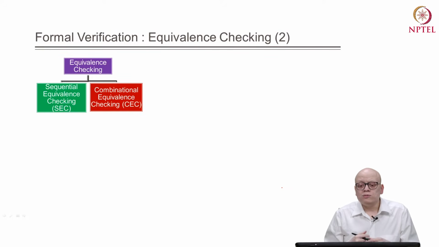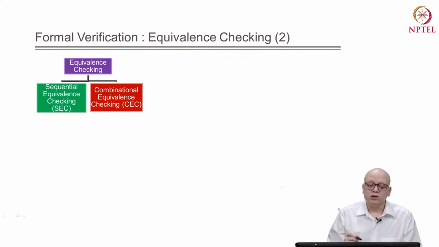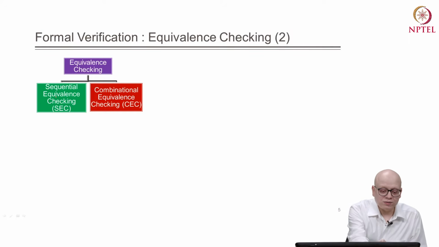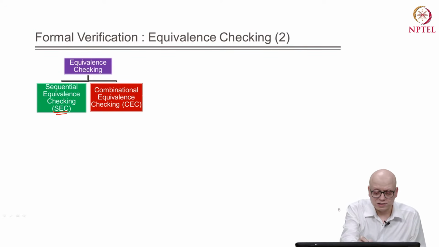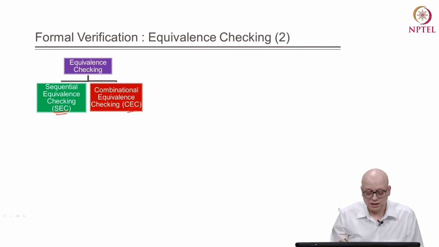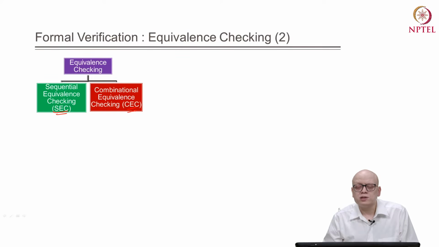Now, equivalence checking is basically of two types. One is sequential equivalence checking, or SEC, and the second is combinational equivalence checking, or CEC. Now, what is sequential equivalence checking?